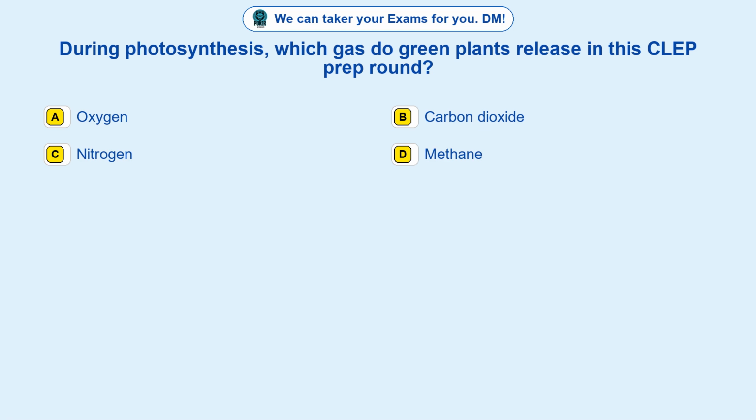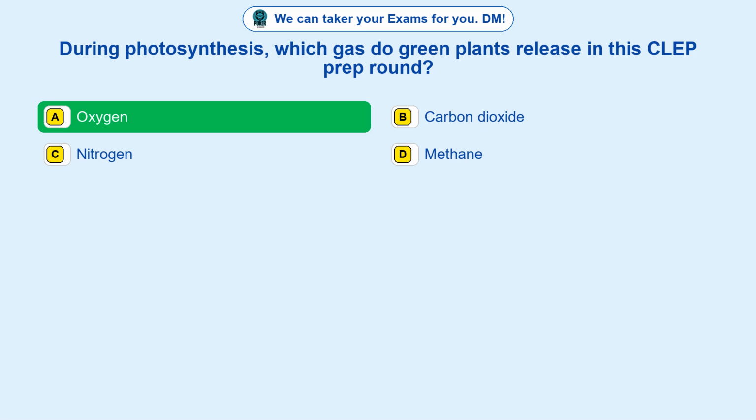Question 1. During photosynthesis, which gas do green plants release in the CLEP prep round? Option A, oxygen. Option B, carbon dioxide. Option C, nitrogen. Option D, methane. The correct answer is option A, oxygen.